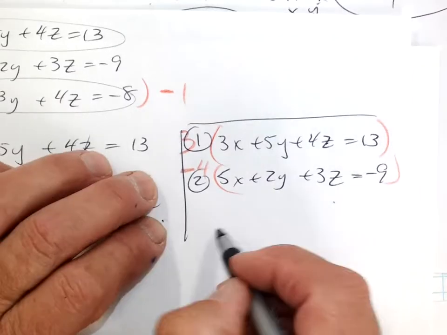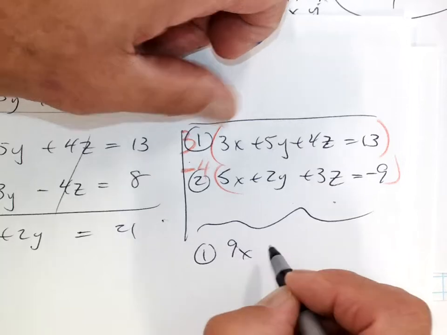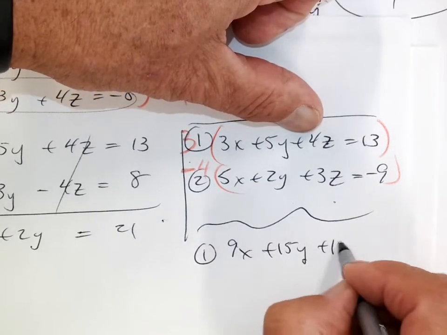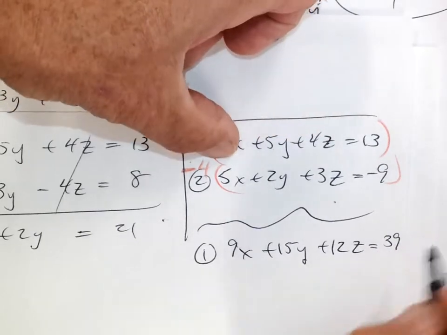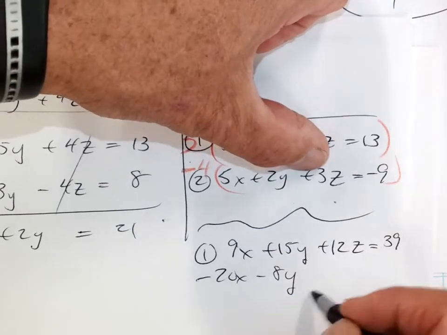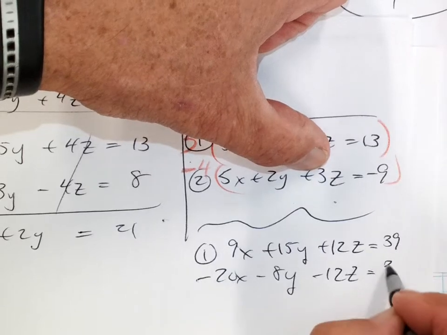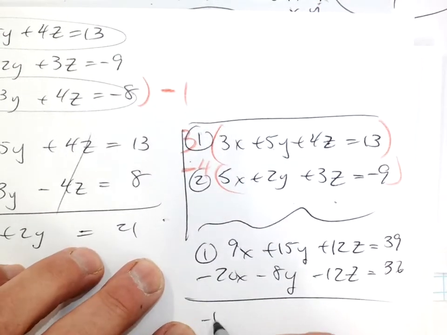Okay, so let me rewrite these. Equation 1 is now 9x plus 15y plus 12z equals 39. Equation 2 is -20x minus 8y, let's see, minus 12z equals 36. Add them together. Okay. What's that?